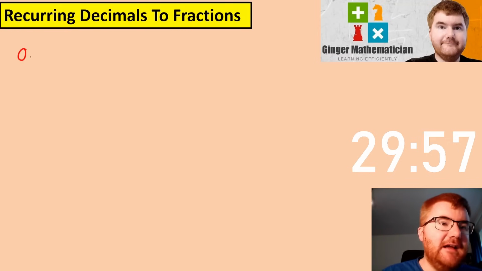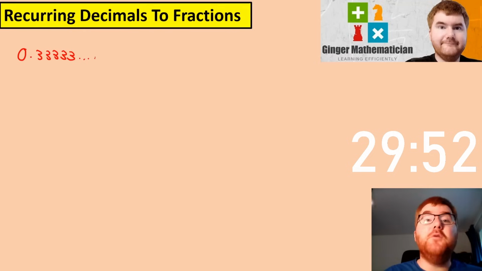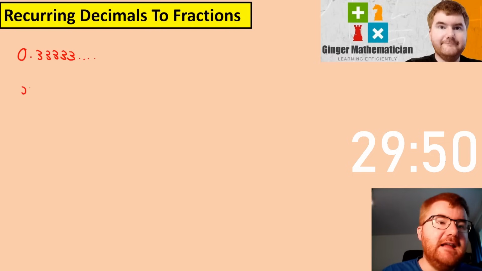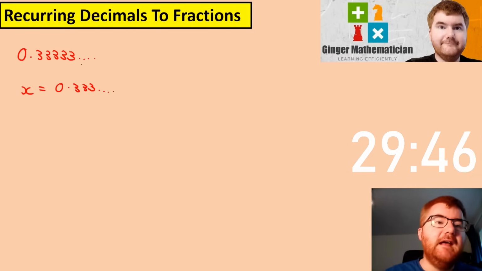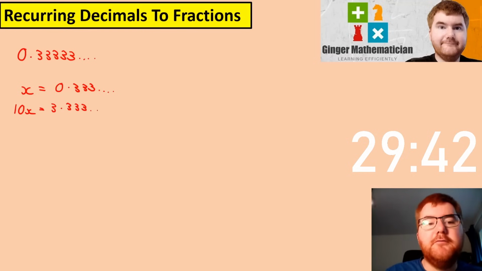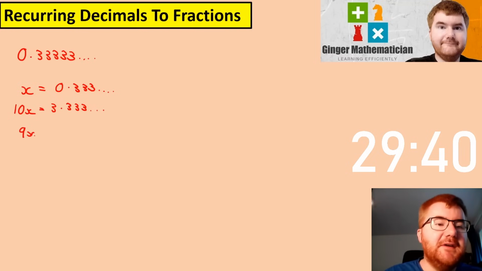So things like 0.333333. And the way we find this out as a fraction, we make it equal to something. So x, for example. Then we multiply by 10. This gives us 3.333. We take one away from the other, so we get 9x is equal to 3. And therefore we can solve this as a normal equation. 3 over 9 equals 1 over 3.